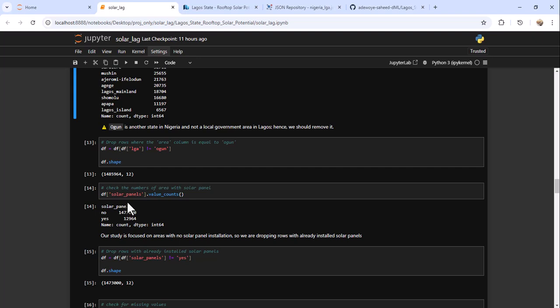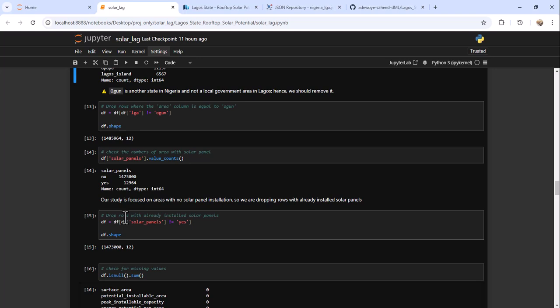I also checked another feature, solar panels. There I found out that about 1.4 million places or areas in Lagos State had no rooftop solar panel. Then about 12,000 of them had rooftop solar panels installed on their buildings. But this analysis is majorly focusing on those areas that don't have a solar panel. So for that, I dropped those entries with solar panels.